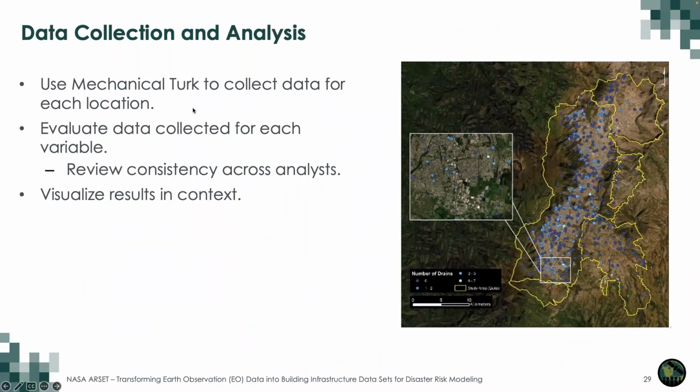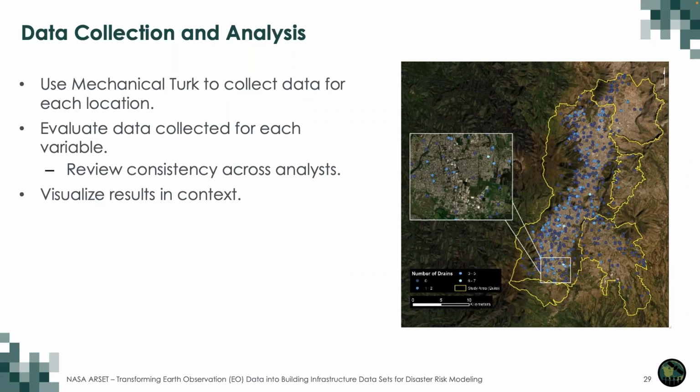So with that, we used Mechanical Turk to collect data for each location. And what we did is we had multiple analysts look at the same location. This is a way of checking consistency and survey design. If there are certain questions where analysts have a lot of confusion, either it's something that's difficult to tell from the Street View imagery, or the question needs to be tweaked or reworded.